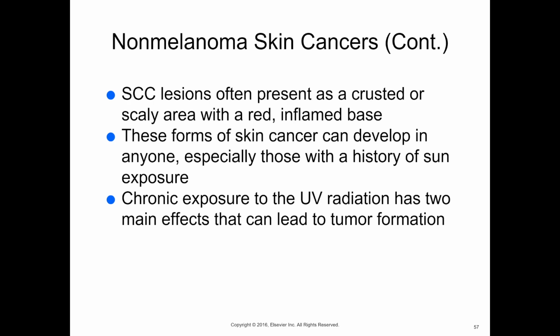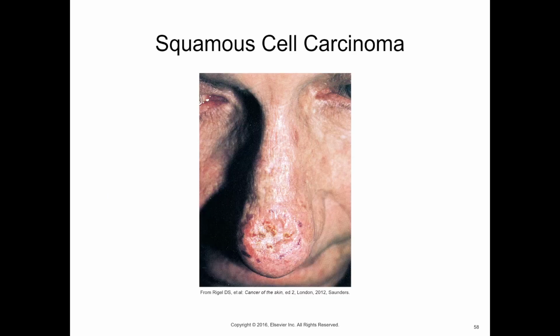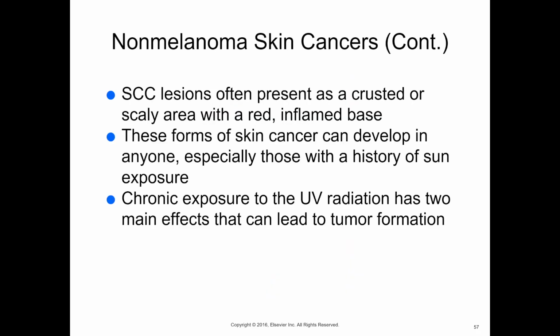Squamous cell carcinoma are typically crusted scaly areas. So they form and can develop really in anyone in areas of sun exposure. As you'll see here, it kind of looks like actinic keratosis, but it's a little bit bigger. This hyperkeratosis is the primary way to distinguish it from basal cell carcinoma. For both of these, you will need to do a biopsy, typically a punch-style biopsy.